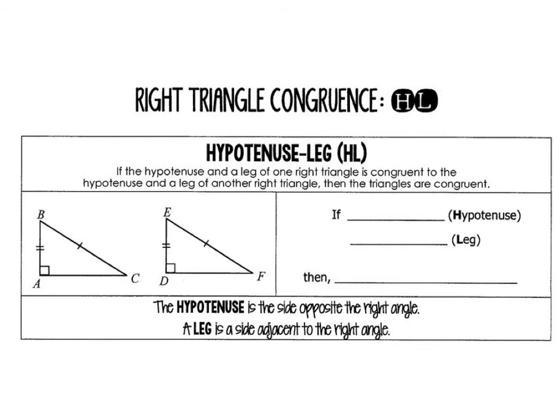All right, the last triangle congruence theorem we're going to talk about, and this one's a theorem, not a postulate, is hypotenuse leg, or HL. The hypotenuse leg theorem tells us, specifically for right triangles, that if the hypotenuse and a leg of one right triangle are congruent to the hypotenuse and a leg of another right triangle, then the triangles are congruent.